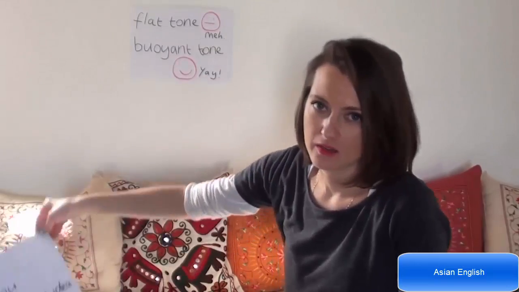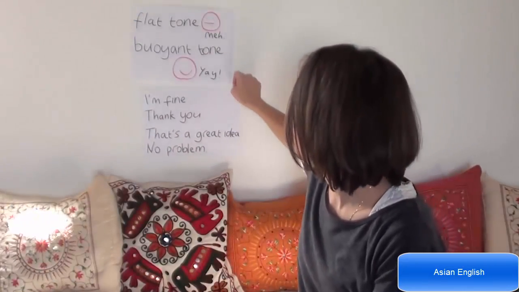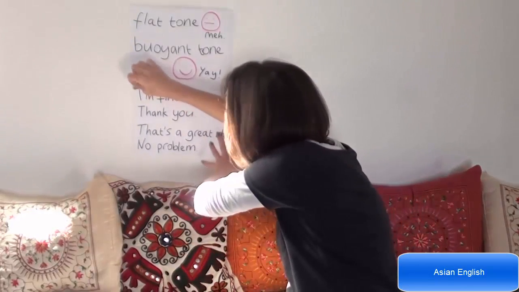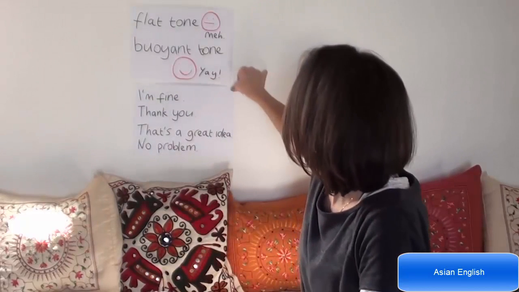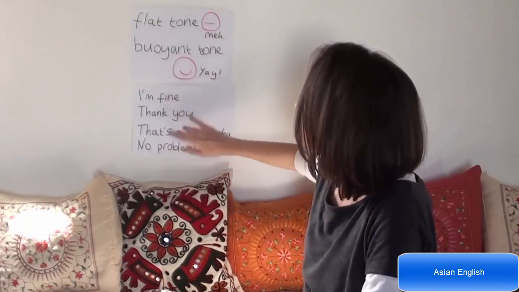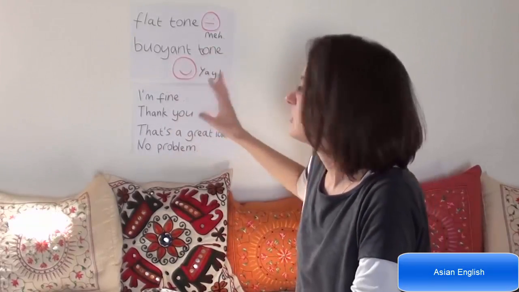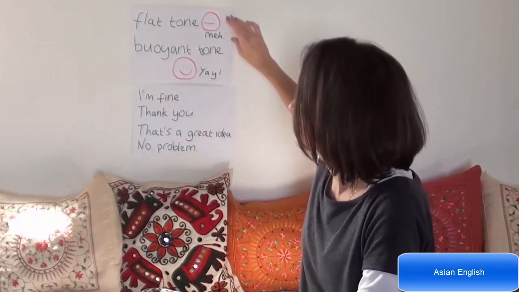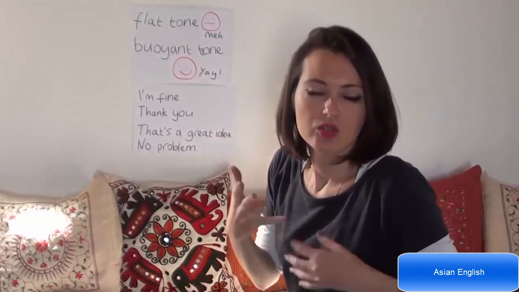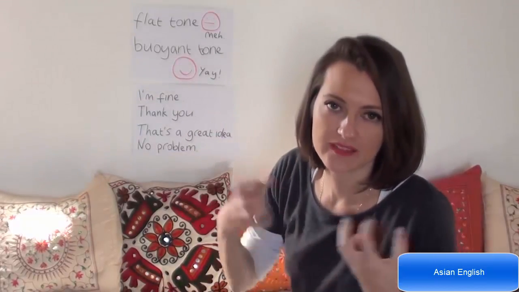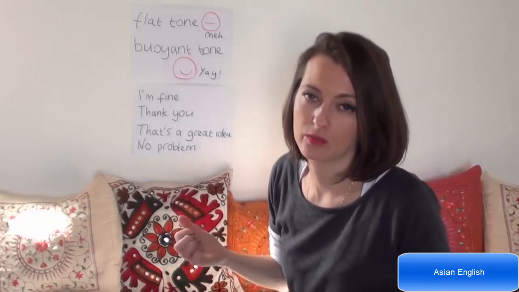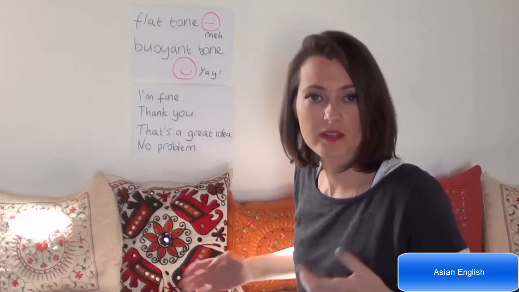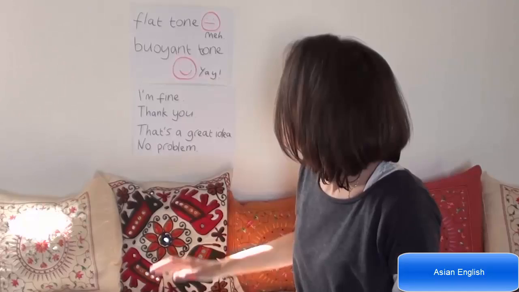So in our training exercise, what we will do is say these, they're not even phrases, things you know how to say in English. We'll say them in the flat tone and the buoyant tone to try to crack open that ability to show emotion in your speech in English. Why not? You haven't done it before, but that doesn't mean that you can't start today. So let's have a look.